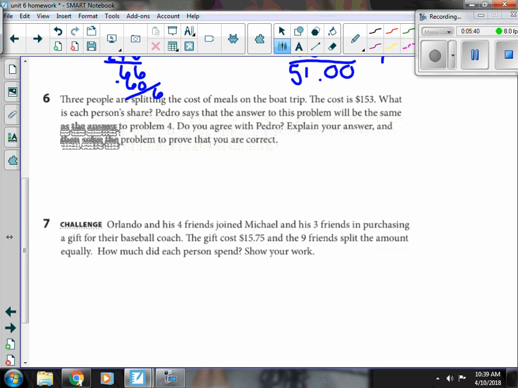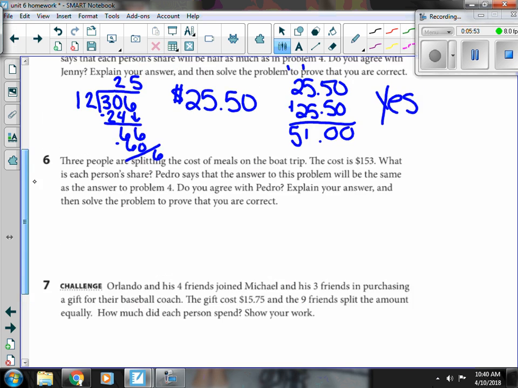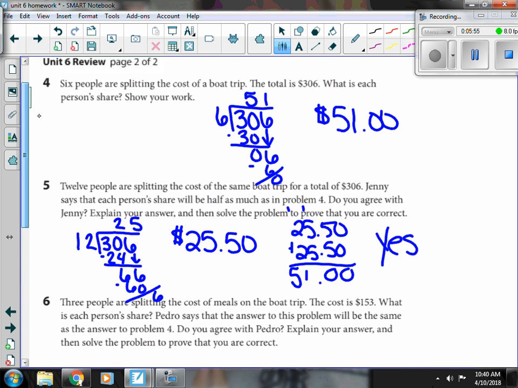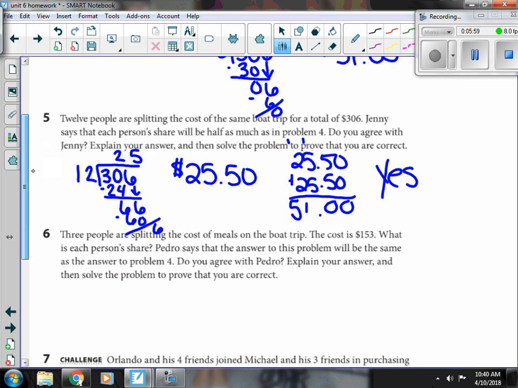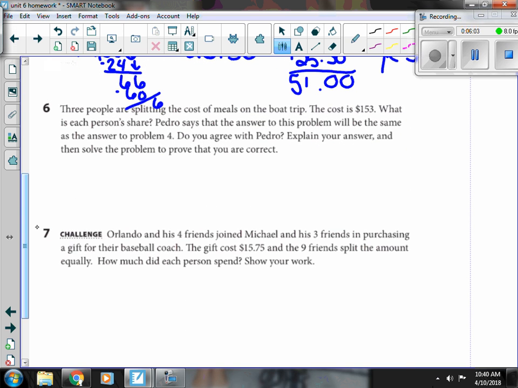Number 6. 3 people are splitting the cost of meals on the boat trip. The cost is $153. What is each person's share? Pedro says that the answer to this problem will be the same as the answer to problem number 4. Well, that means I took half of 6, so I would also take half of 306, which is 153. So it would probably be correct, but let's find out.